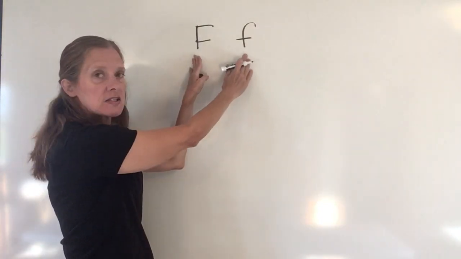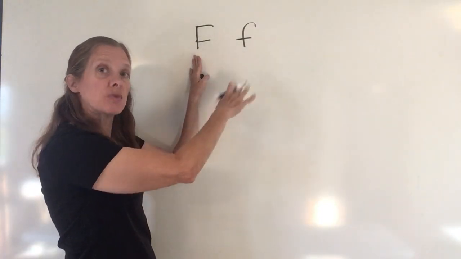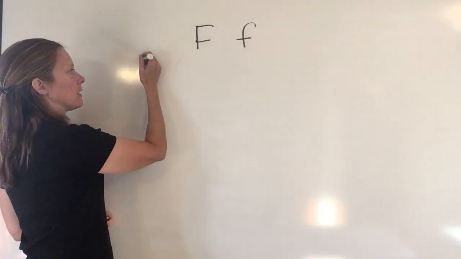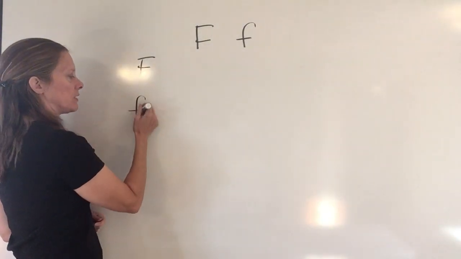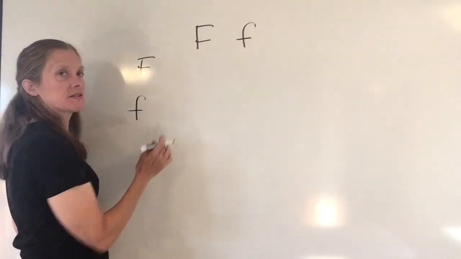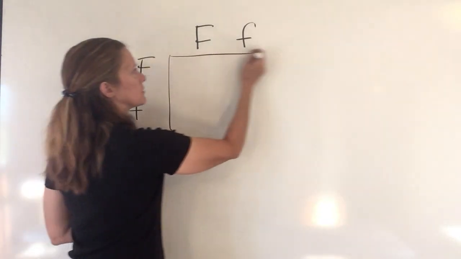So a heterozygous purple-flowered pea plant is crossed with another heterozygous purple-flowered pea plant. So that means that this one is going to have exactly the same alleles as this parent does. So we're going to draw our Punnett square again.